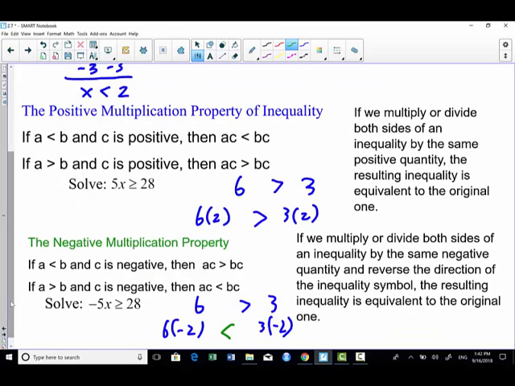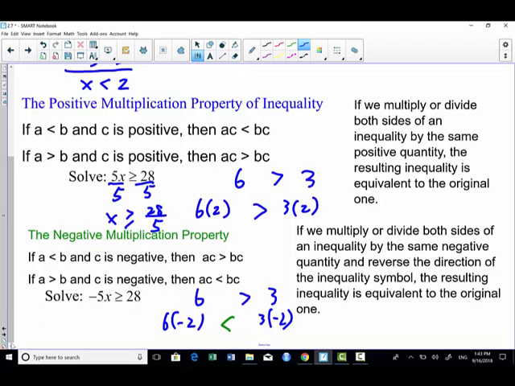Two simple examples. Solve 5x greater than or equal to 28. In order to leave x by itself, you need to divide by 5 on both sides by the positive multiplication property. And you don't have to reverse the symbol to solve this inequality. So the final answer is x greater than or equal to 28 over 5. Which means the set of all real numbers such that x is greater than or equal to 28 over 5 is the solution set of this inequality.